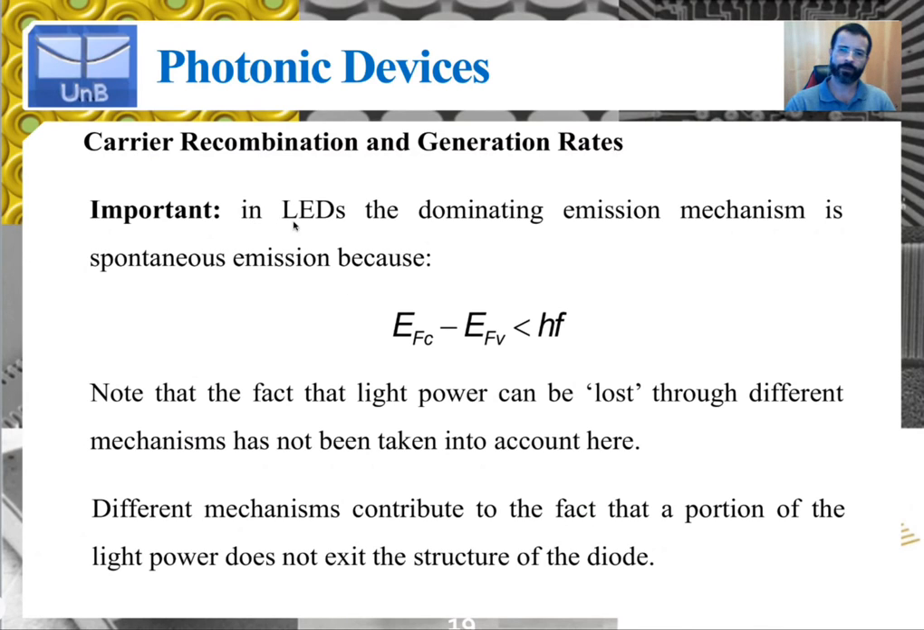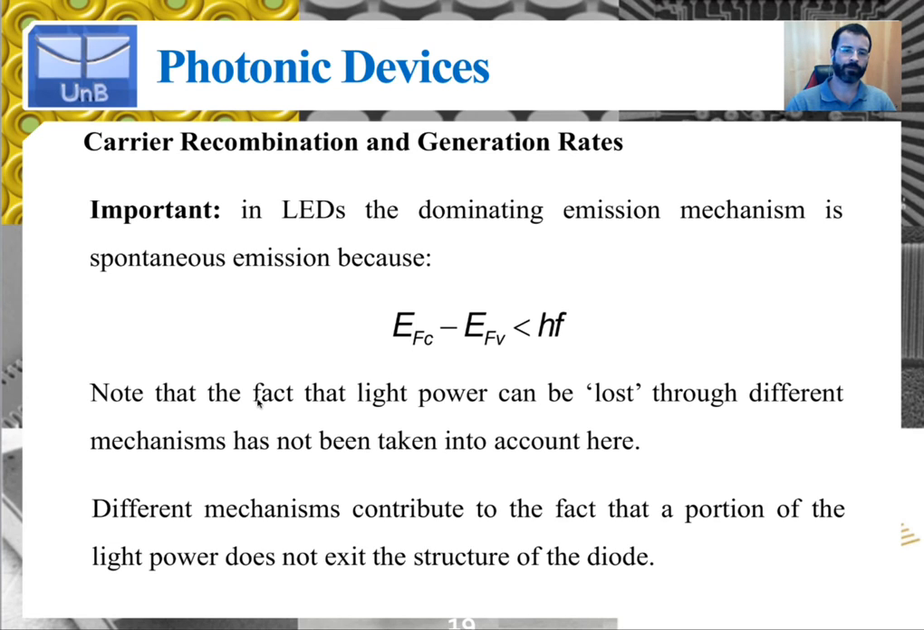It's important to note that the dominating emission mechanism in LEDs is spontaneous emission, because usually the difference between the Fermi level associated with the conduction band and the Fermi level associated with the valence band will be smaller than h times f, which is the photon energy, and therefore you will not have population inversion, so the stimulated emission will not be significant.